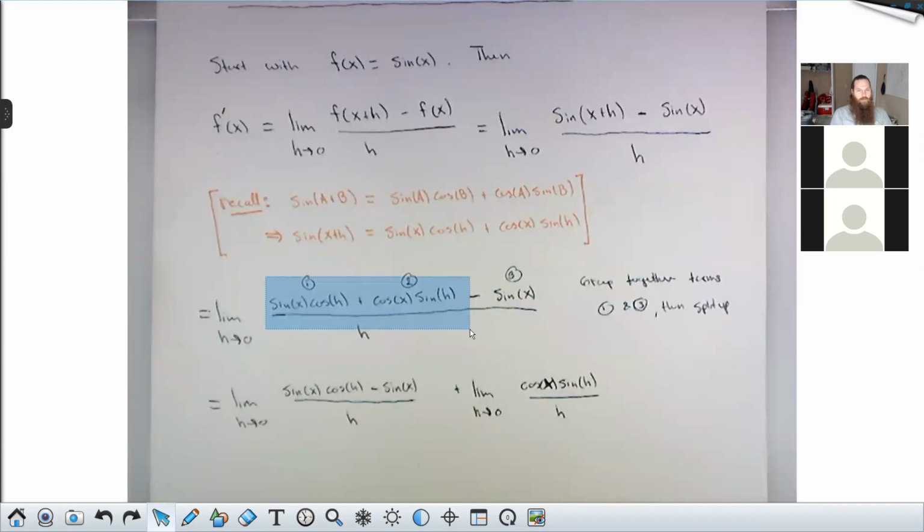So I put these two together, so these two over h, that's one limit. And I put this guy together. This guy gets his own limit. So this guy goes here, right? This is 2.